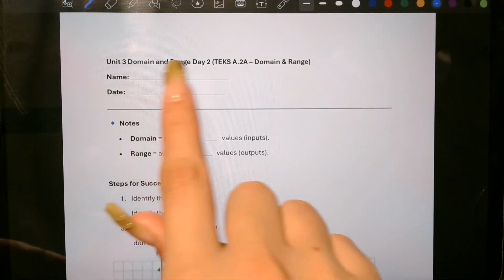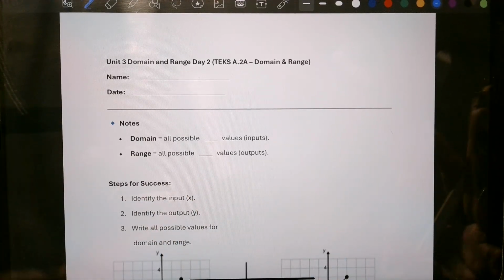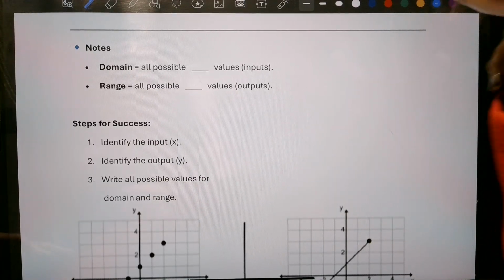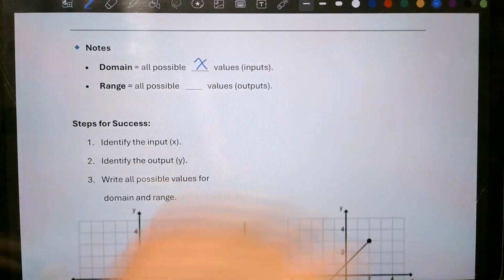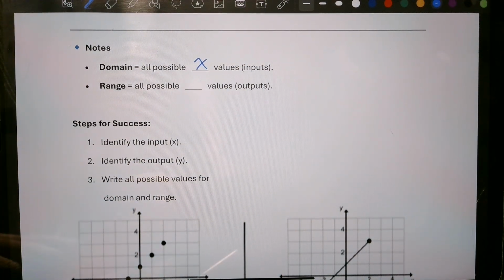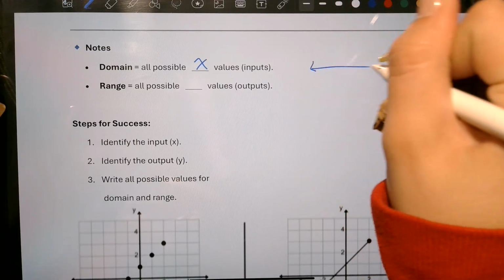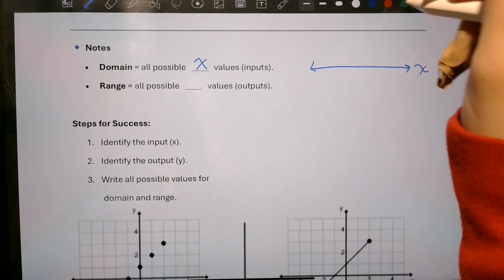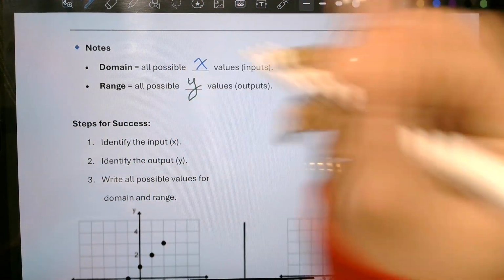Hello everybody. So today we are talking about domain and range, which means that we also have to talk about discrete and continuous data. But let's just start with domain and the range. So when we're talking about the domain, it is all possible x values. So that means we're going to have to look to the x-axis to figure them out. And our x-axis is like that. And then range is all the possible y values.